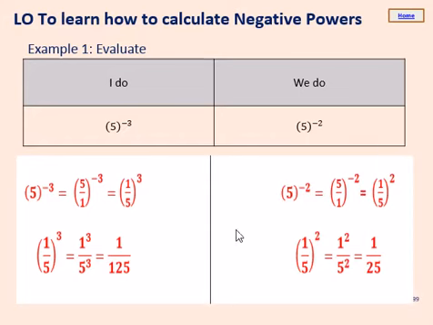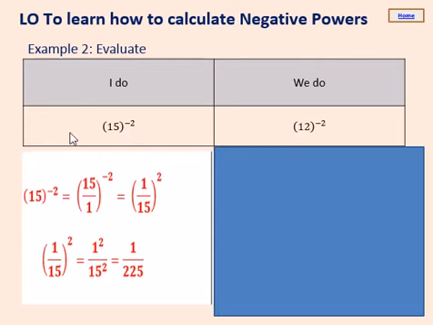Okay, so for the we do, we had 5 to the power of negative 2. Again, imagine this singular 5 as 5 over 1, flipping it round to turn it into the inverse, 1 over 5, and then we can get rid of the negative. So this 5 to the power of negative 2 is equal to 1 over 5 to the power of positive 2. Then squaring the top, squaring the bottom gives us 1 over 25.